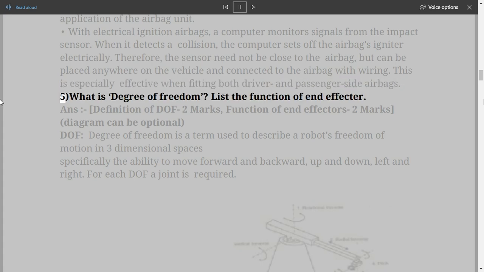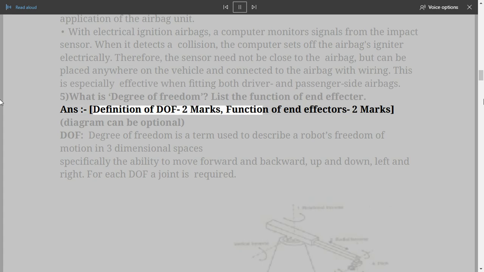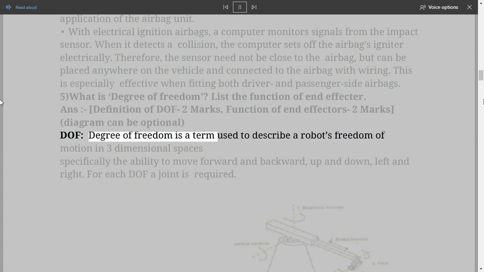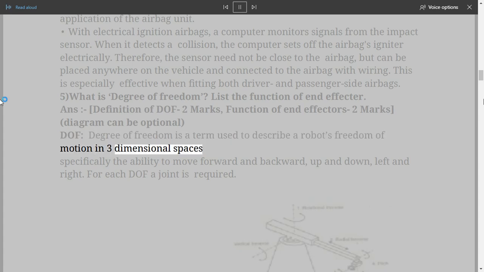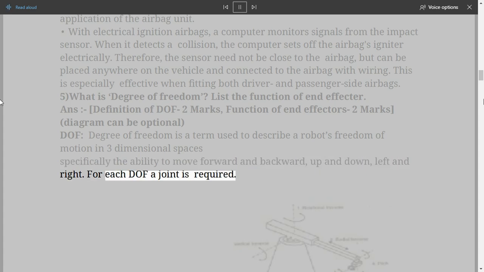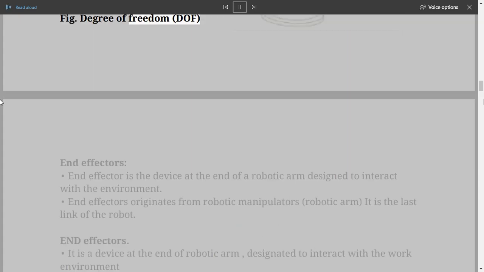5. What is degree of freedom? List the function of end effector. Definition of DOF 2 marks, function of end effectors 2 marks, diagram can be optional. DOF, degree of freedom, is a term used to describe a robot's freedom of motion in three-dimensional space, specifically the ability to move forward and backward, up and down, left and right. For each DOF a joint is required. Fig. Degree of freedom, DOF.